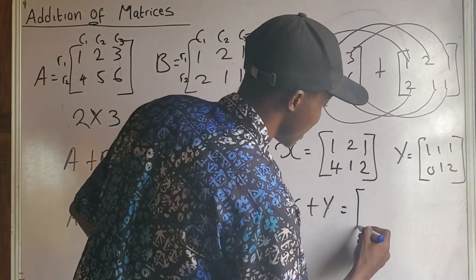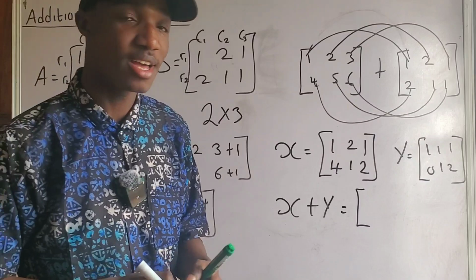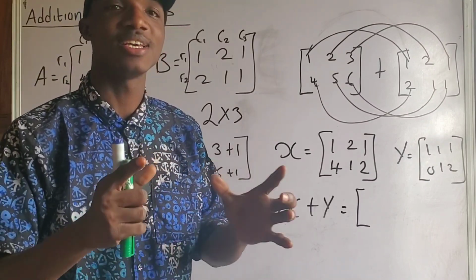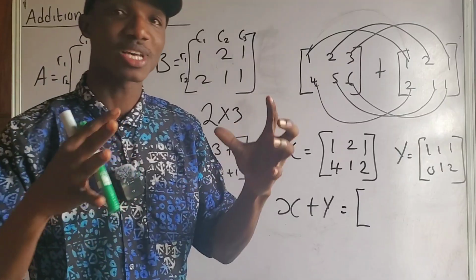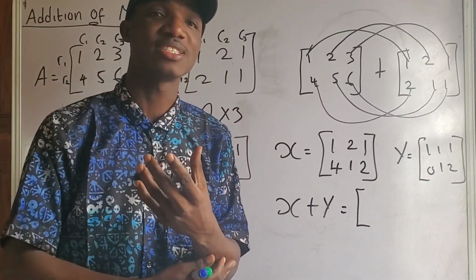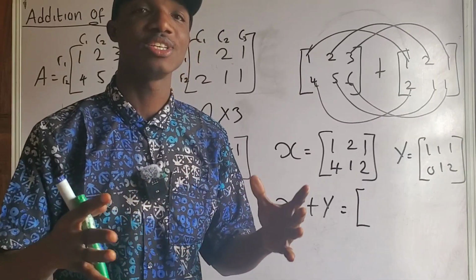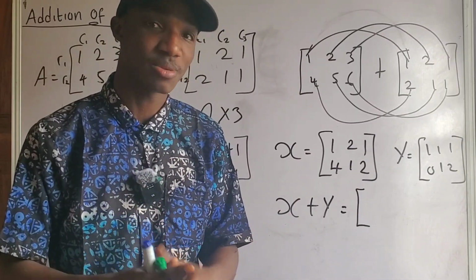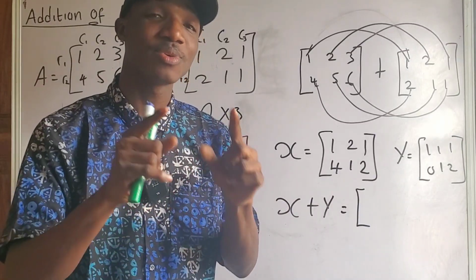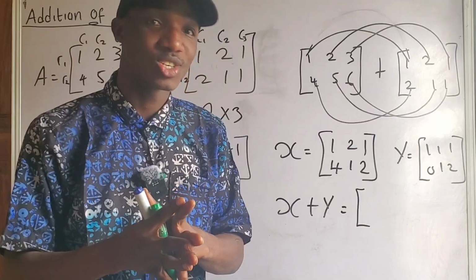Now don't forget that when we are adding two matrices together, you just have to focus on the corresponding element of both matrices. The matrices must have the same order, and the reason is so that there will not be an element that is left out. When you're taking the sum of any two matrices, they must have the same order, because if they didn't, there will be an element that will not be adding up. Do you understand? So that is it.